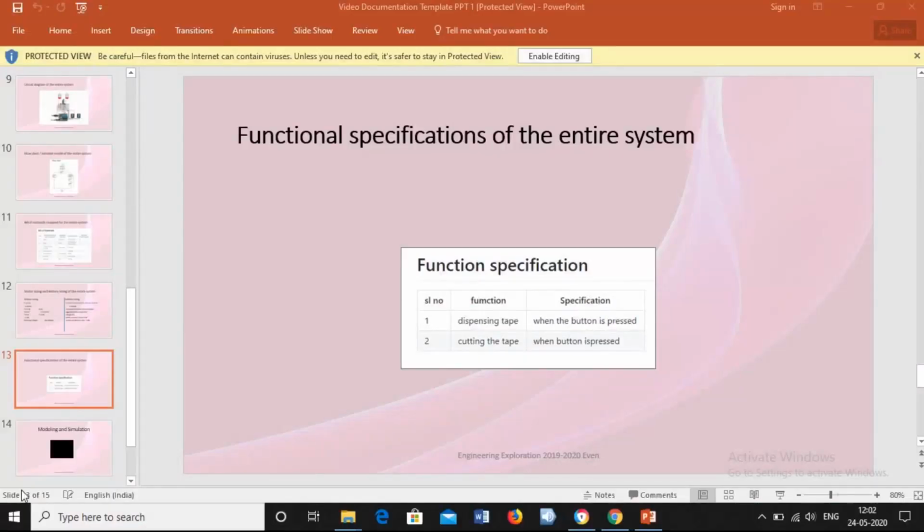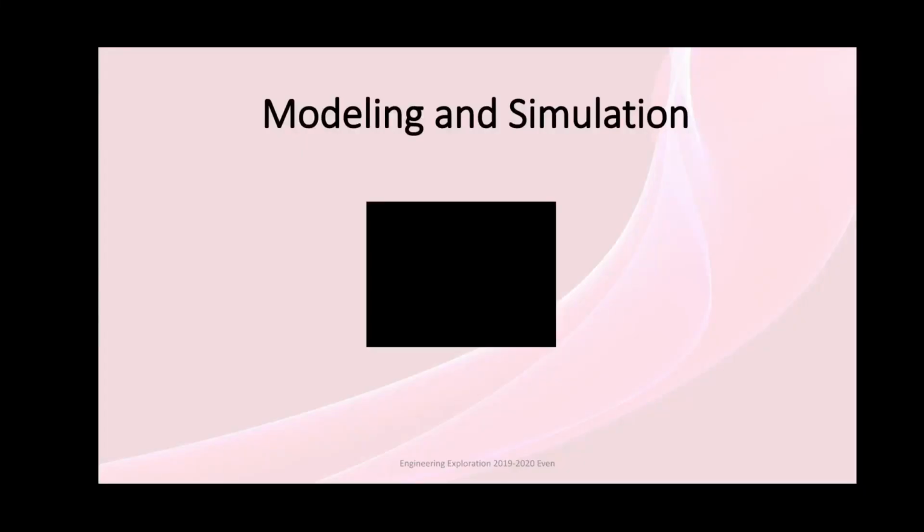Functional specification of the entire system. The first function is dispensing tape, and the specification is when the button is pressed. Next, cutting the tape, when the button is pressed. Simulation and modeling.